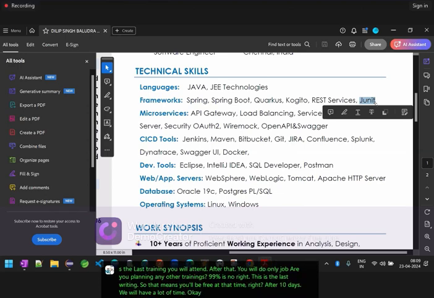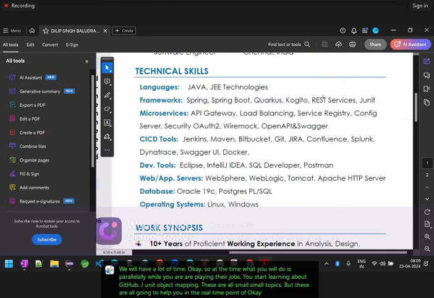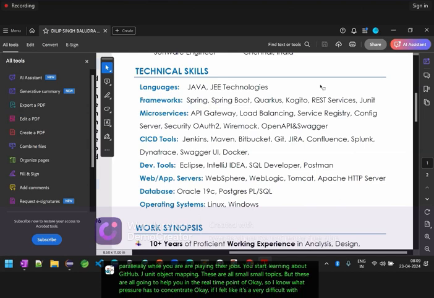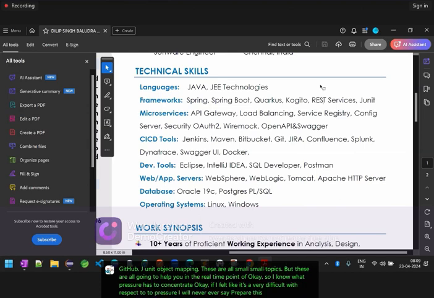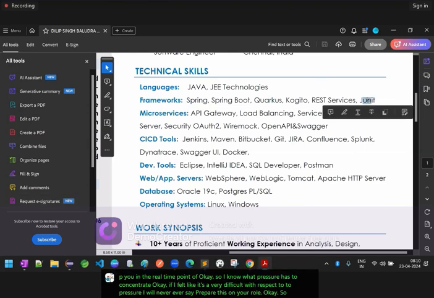At that time, parallelly while you are training or applying for jobs, start learning about GitHub, JUnit, object mapping. These are all small topics, but they are going to help you in real time. I know what a fresher has to concentrate on. If I feel something is very difficult for a fresher, I will never say prepare it on your own. So just have a knowledge of JUnit.